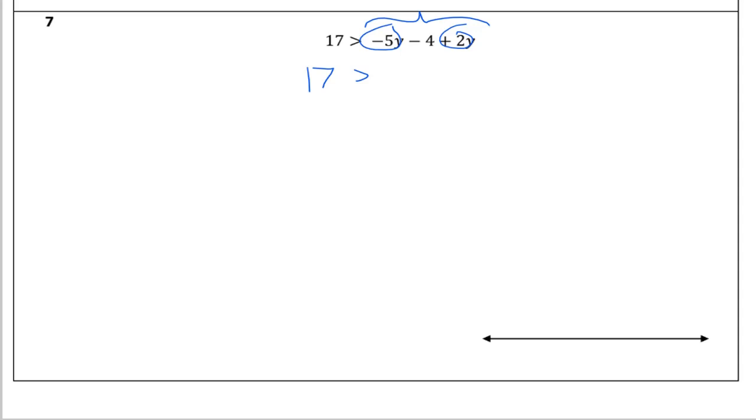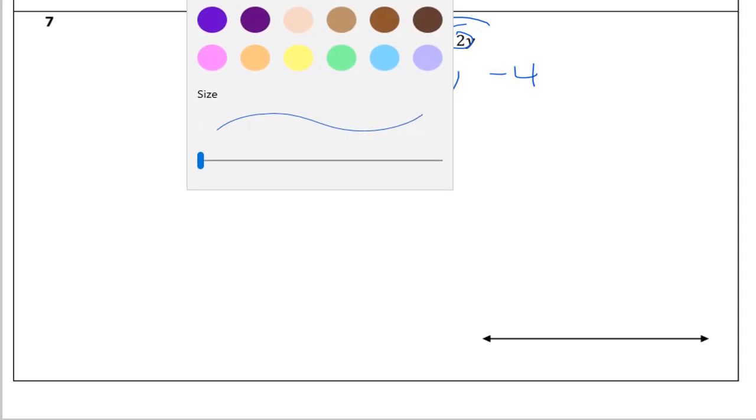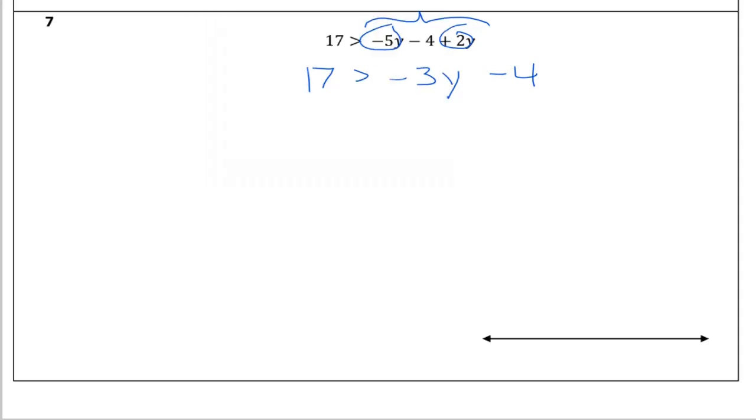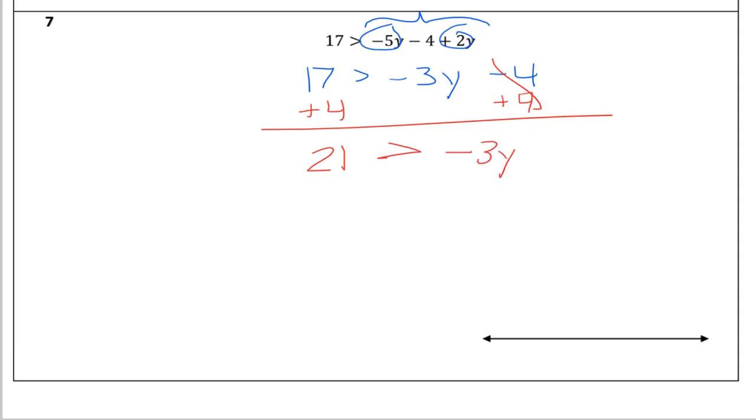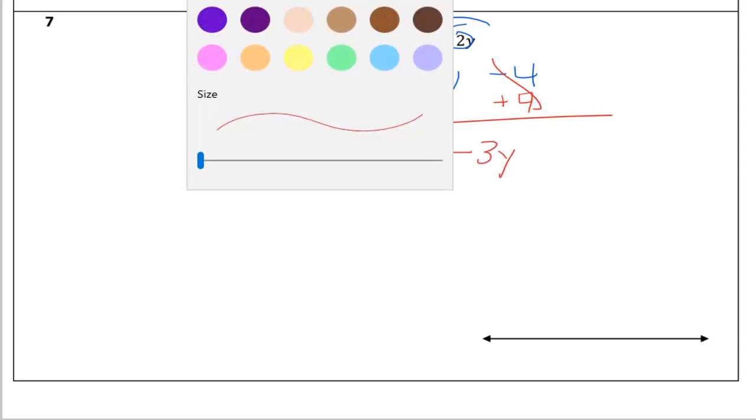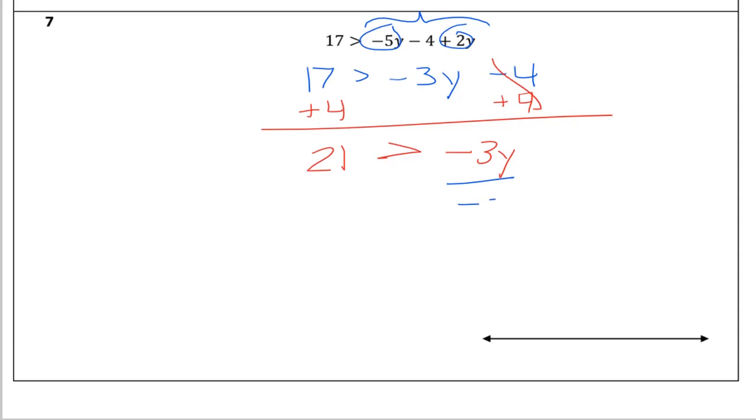Combine them. -5 and a +2 makes -3. And then I'm going to keep that 4 over here. Now I have a 2-step inequality. My variable's all by itself, except for these 2 numbers right here. Get rid of the adding or subtracting first. And then get rid of the multiplying and dividing second.